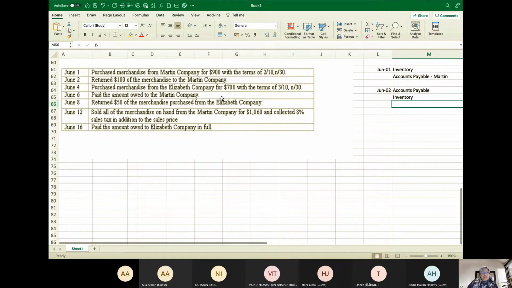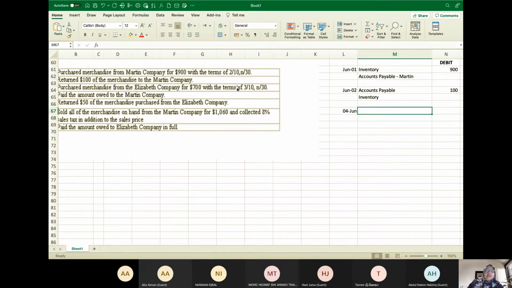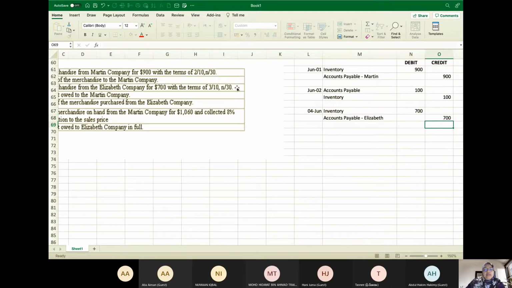All right, and then what happened? On June 4th, you purchase merchandise from Elizabeth Company, 700, terms 3/10, net 30. You purchase, which means you're going to debit your inventory and credit your accounts payable, from Elizabeth. How much is it? 700 and 700. Debit inventory because you make a purchase.